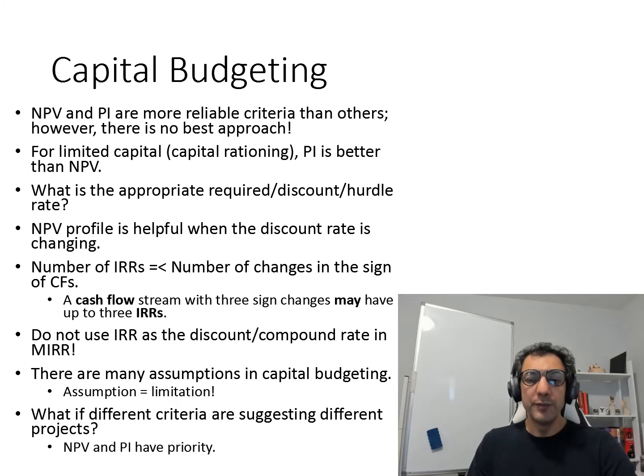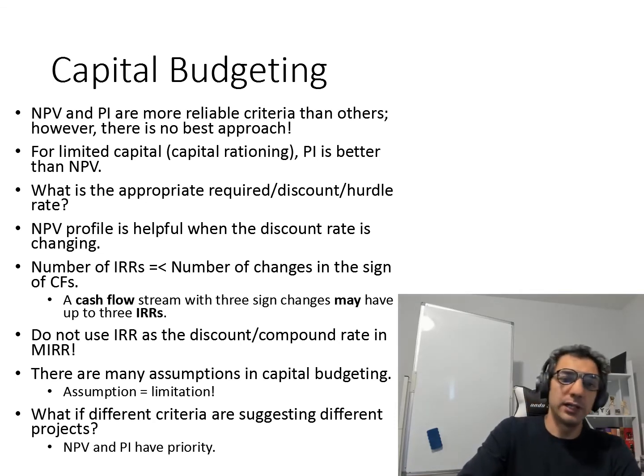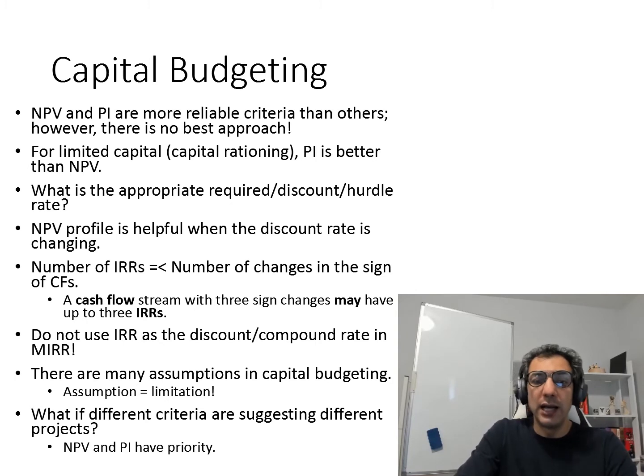We talk about one of the major issues with IRR, and we mentioned that if the sign of cash flow is changing more than once, meaning it's going from cash inflow to outflow or vice versa, in this case, you will have multiple IRR. And the maximum number of IRRs you will get is the number of changes in the sign of cash flows. For example, if the cash flow has 3 sign changes, it means it can have up to 3 IRRs.